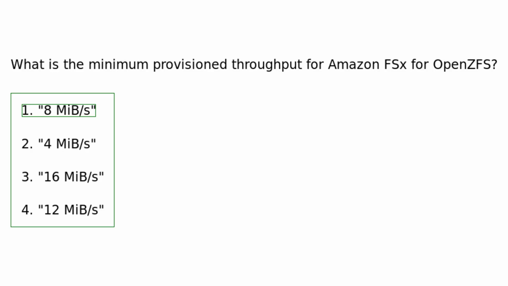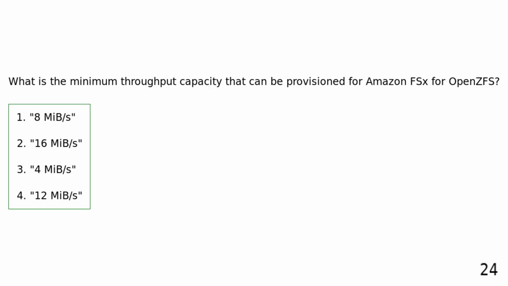What is the minimum throughput capacity that can be provisioned for Amazon FSx for OpenZFS? 8 MB/s. 16 MB/s. 4 MB/s. 12 MB/s. The minimum throughput capacity that can be provisioned for Amazon FSx for OpenZFS is 8 MB/s.